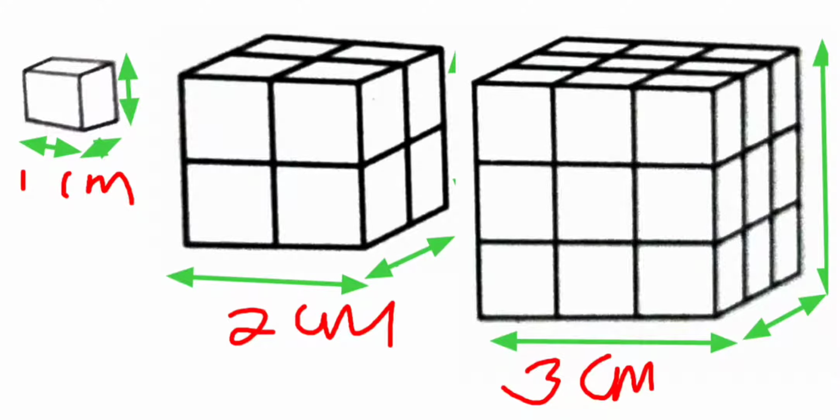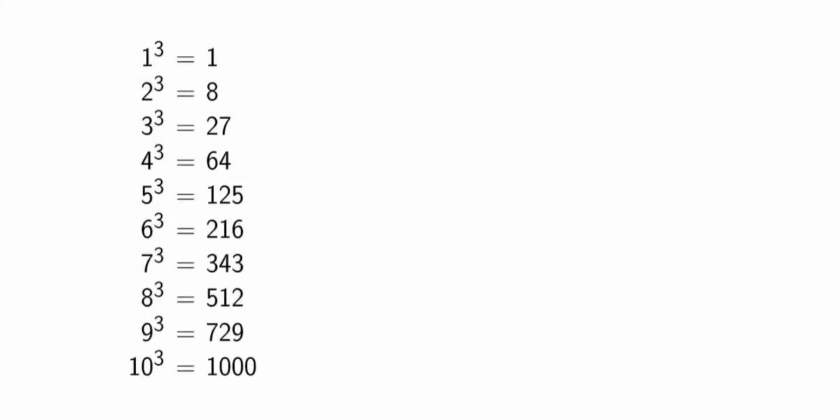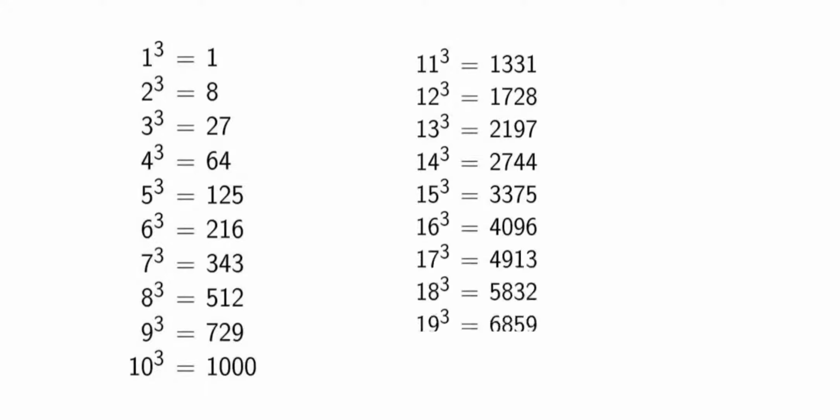So, these are the cube numbers. Cube of 1 is 1, cube of 2 is 8, cube of 3 is 27, cube of 4 is 64, cube of 5 is 125, cube of 6 is 216, and so on. You should remember all the cubes from 1 to 20. You should remember at least 20.